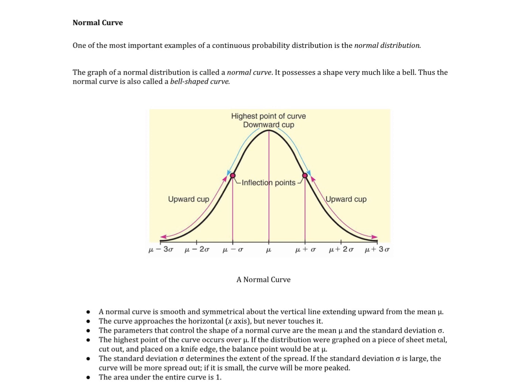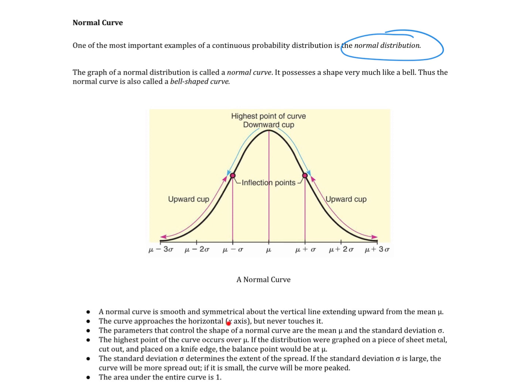On the previous slide, we looked at a few density curves, but a density curve that is symmetrical and bell-shaped is called a normal distribution. And here are a few important properties of the normal curve. A normal curve is smooth and symmetrical about the vertical line extending from the mean up to the curve. So that's a line of symmetry in a normal curve.